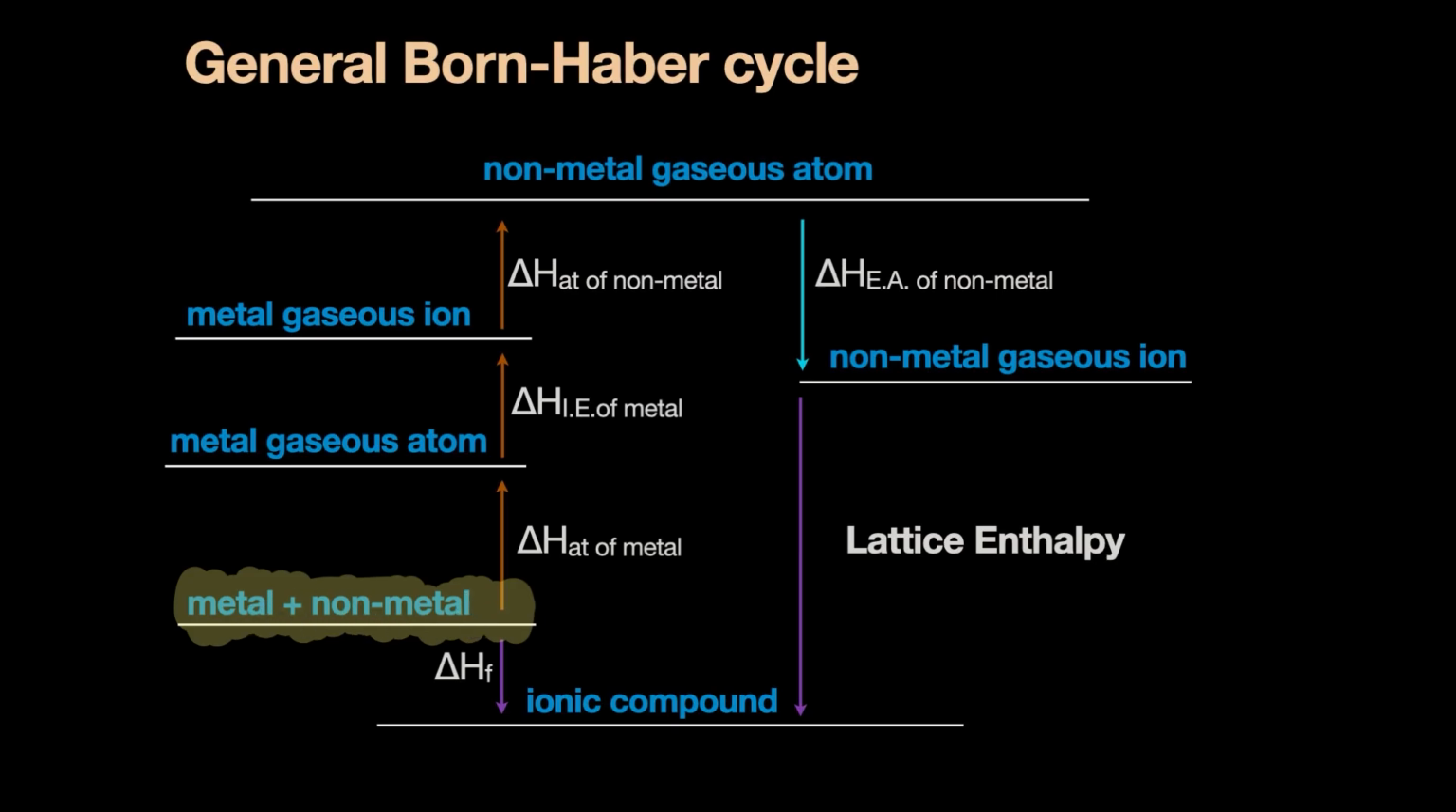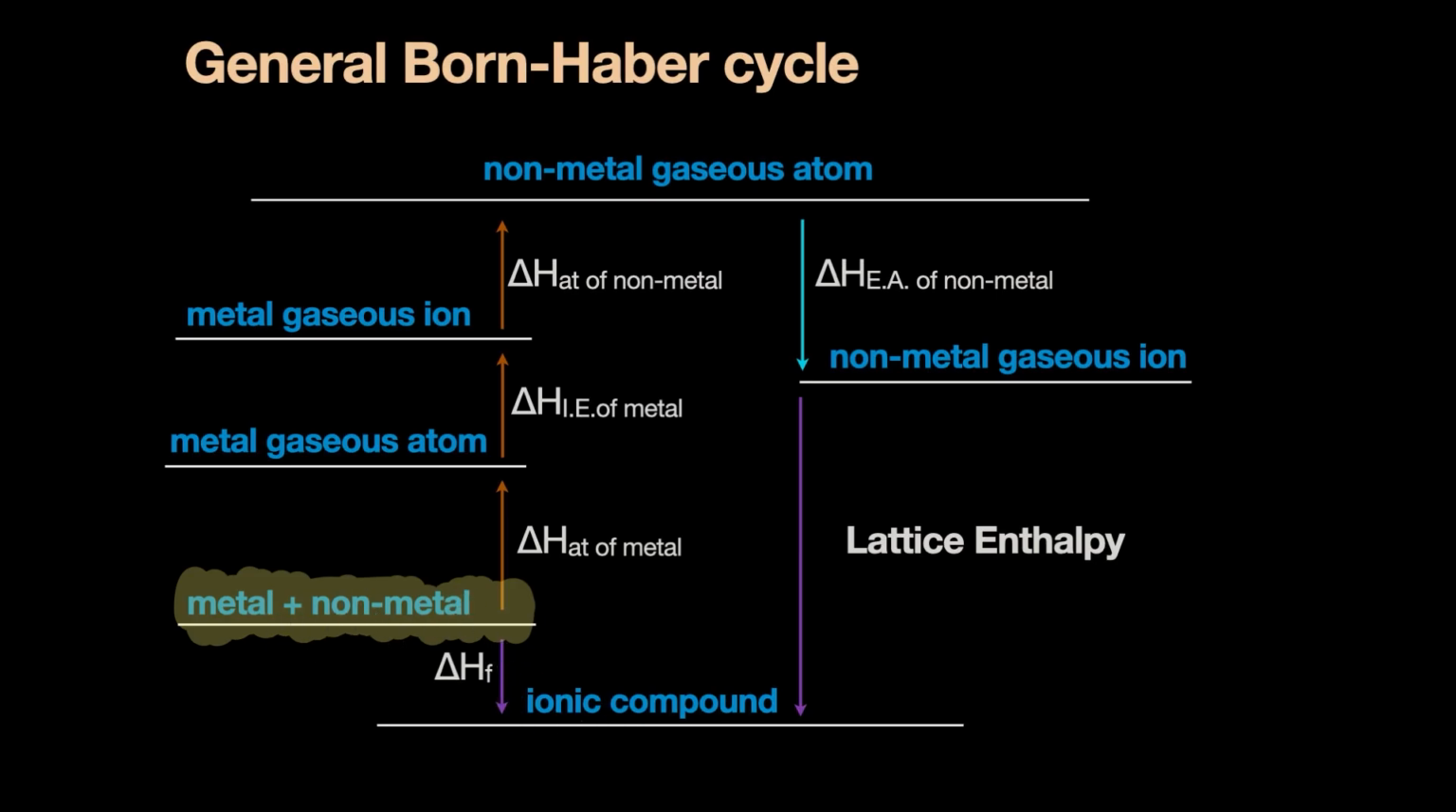Then what you do is, stage one is focus on the metal first. So you first atomize the metal, make it into a gaseous atom, then make it into a positive ion, which means atomization of the metal and then ionization energy of the metal. Once that's done, then you atomize the non-metal and then you make that into a negative ion. And at that stage, you have your positive and negative ion, and then they combine with lattice enthalpy to make the ionic compound.